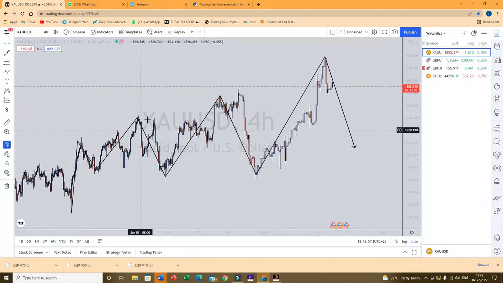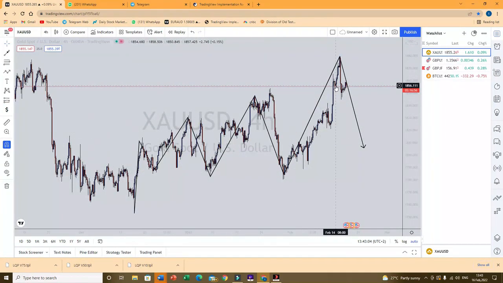Impulse, corrective, impulse, corrective, impulse, corrective, impulse, corrective move, right? So this is an uptrend on gold, and this is how the waves are, and this is how you draw your waves. Always remember the rules that I have told you, or that I have shown you.